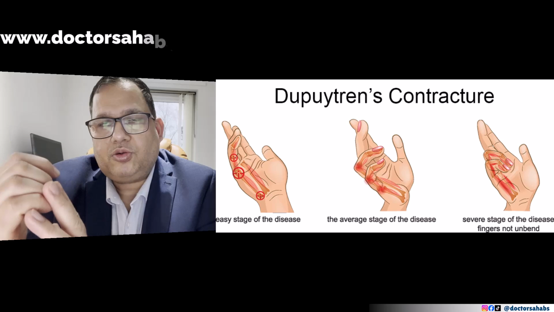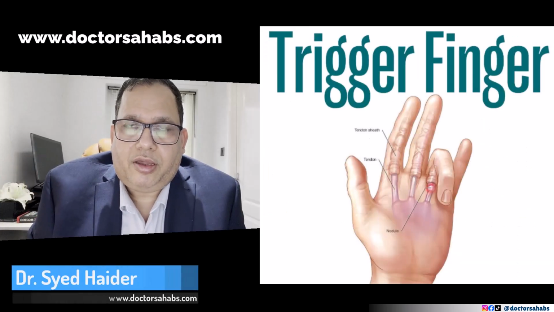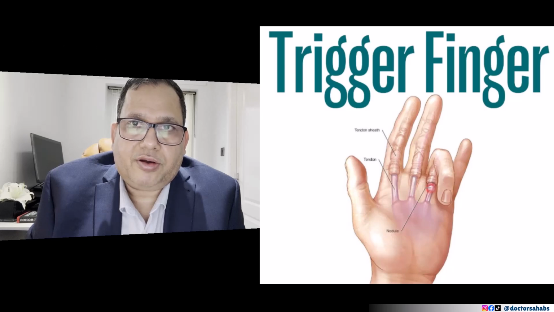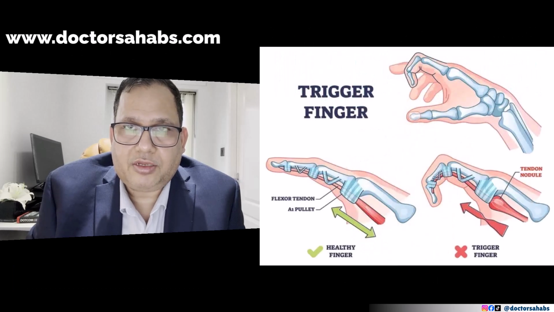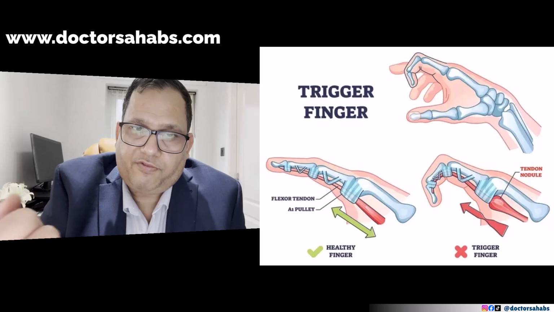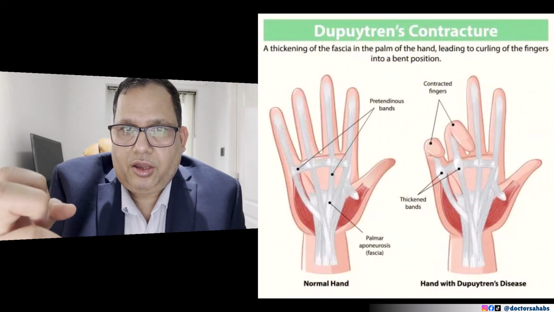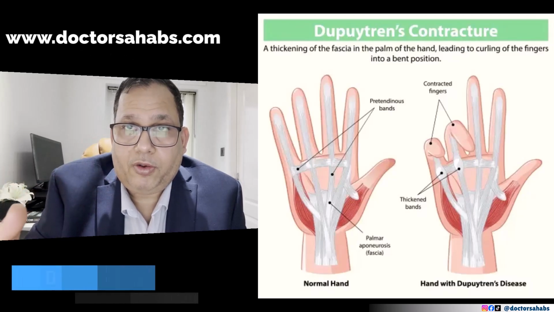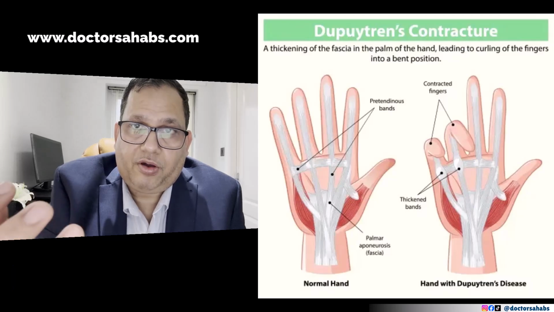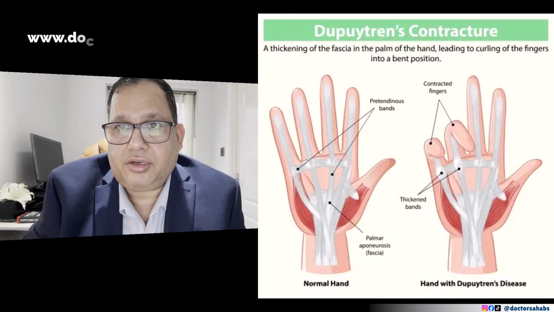Okay, so this condition is very similar to another condition called trigger finger, but the mechanism is different. In trigger finger, basically the tendon of the fingers is involved, but in this condition, Dupuytren's contracture, basically the problem is in the fascia of your hand or finger. Okay, it is not related to the tendon.